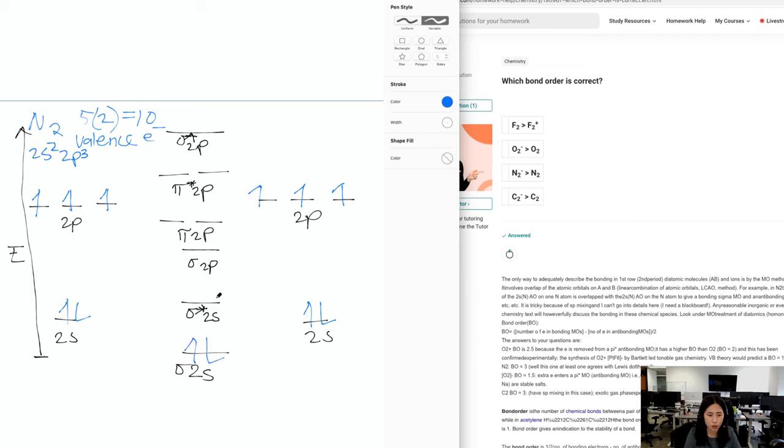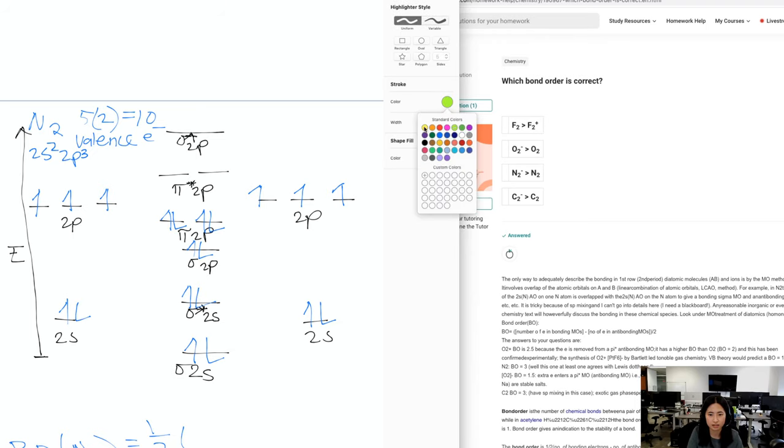So we have 1, 2, 3, 4, 5, 6, 7, 8, 9, 10. Okay, so this is 10 valence electrons. We stop there, right? So that means your bond order for N2 is equal to 1/2 times bonding. So you have 2, 4, 6, 8, right? So that's 8 electrons in your bonding orbital for N2 minus anti.